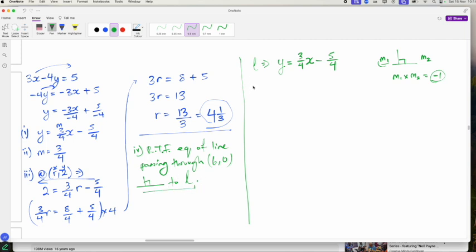So line L, let me call this here M1, right? And so the perpendicular to M1 would imply M2, right? And so therefore, M1 times M2 should give you -1 if they are perpendicular. M1 is 3 over 4 multiplied by what will give me -1? Well, it'll have to be -4 over 3, right?